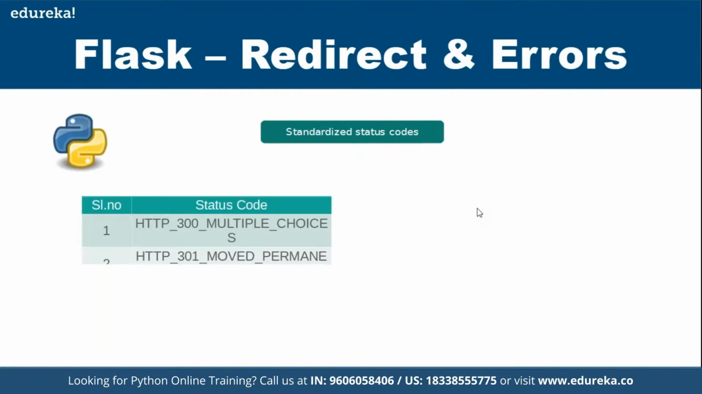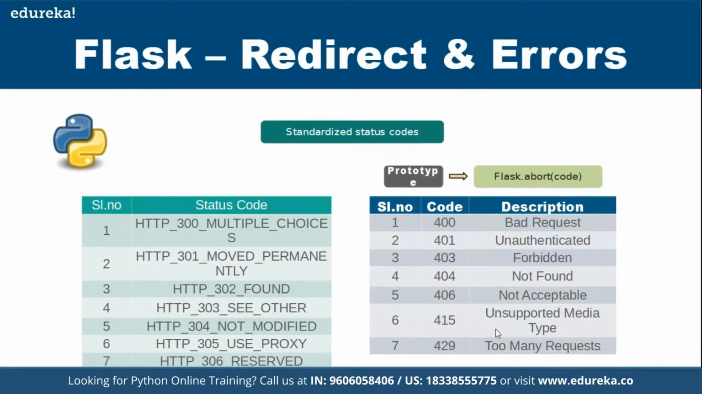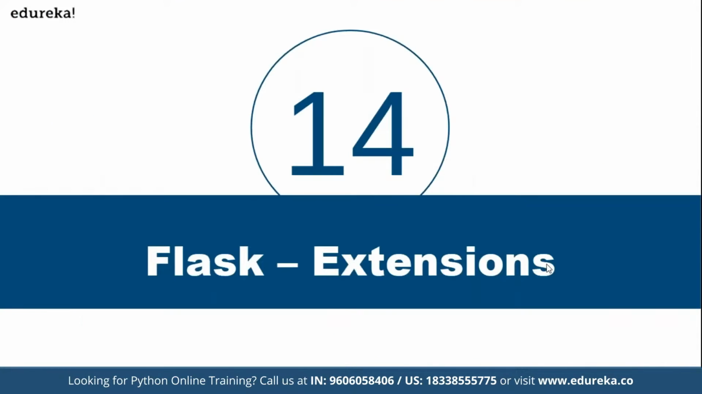And apart from redirecting, if you want, you can send error codes also, like HTTP not found or redirection. All these error codes you can send, and there is a set of separate functions for it. And if you want to abort, you have a function in Flask to abort the request.